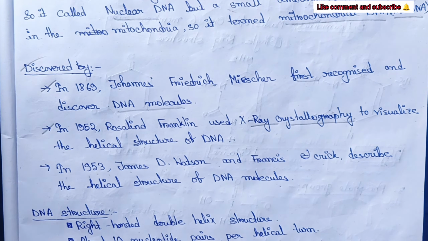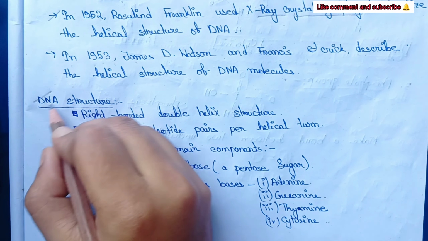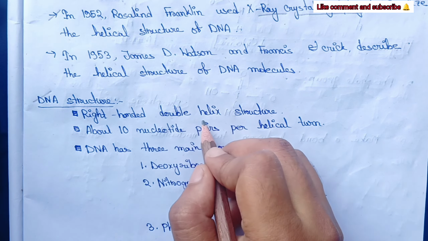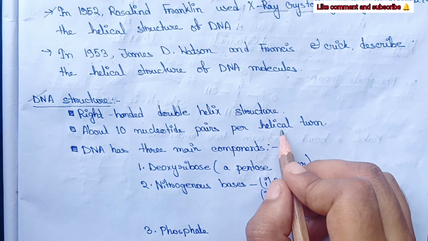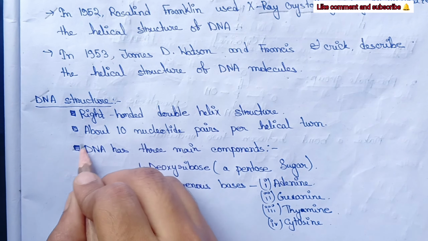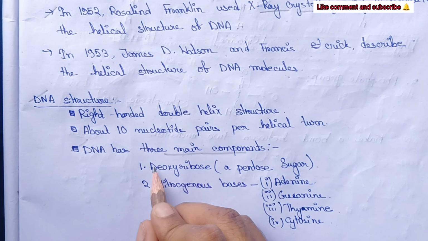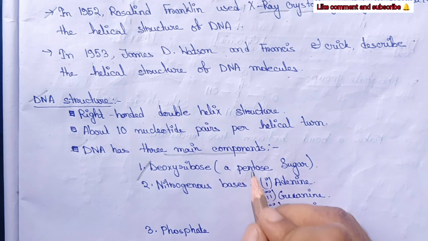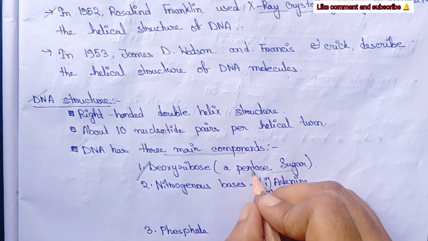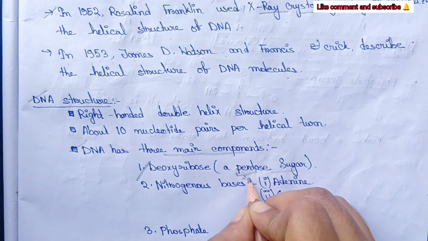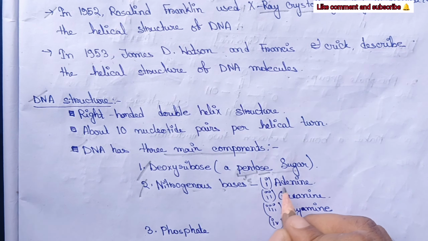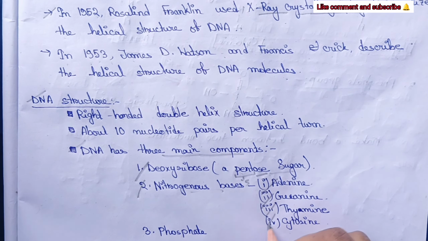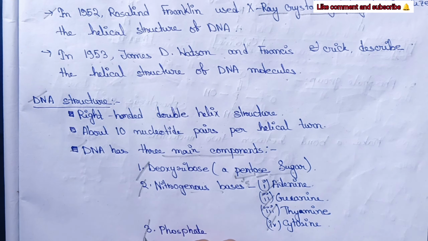Then the structure of DNA. It is a right-handed double helix structure. There are about 10 nucleotide pairs per helical turn. Then DNA has three main components: deoxyribose, a pentose sugar, where pento means 5 and tose means sugar. Then the nitrogenous bases: adenine, guanine, thymine, cytosine, and the last, phosphate.